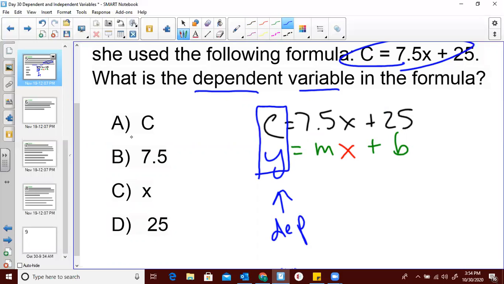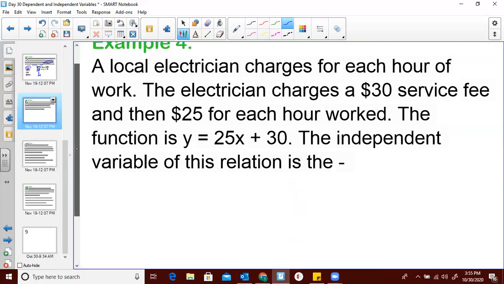And you can see that my answer is going to be A, C. All right, let's say we didn't do that right first. Right away, I want to point something out. A variable is never going to be a number, right? It's not going to be a number. So B and D are out. So you're down to a 50-50 shot. And because we know Y is our dependent and C is in the same place as Y, A is your answer.